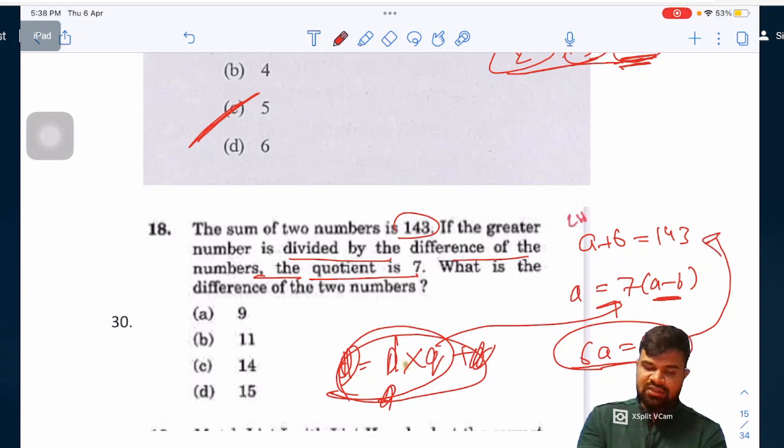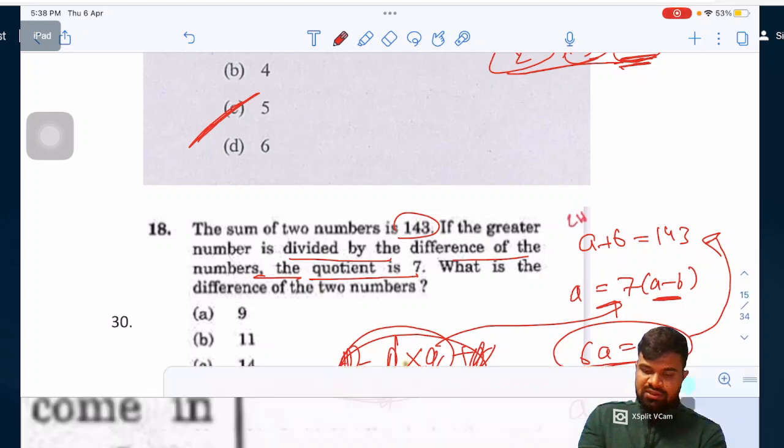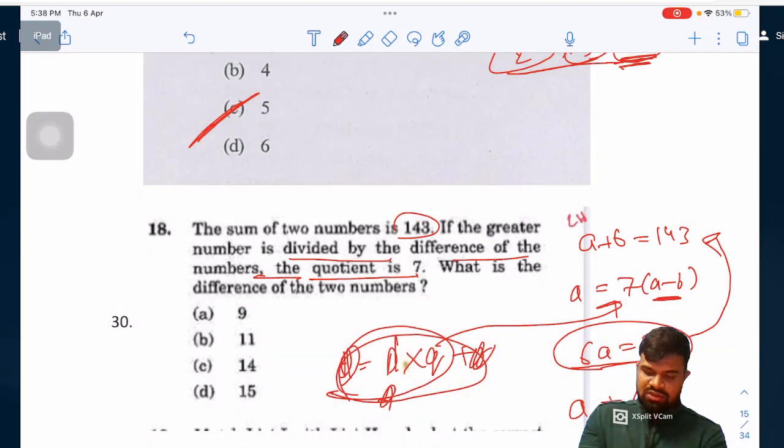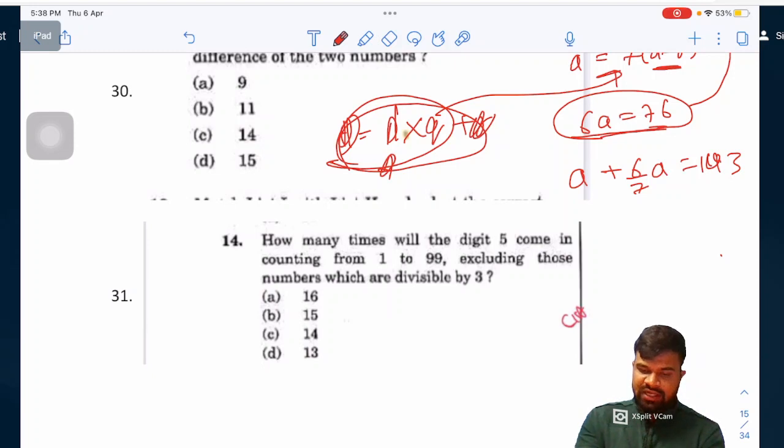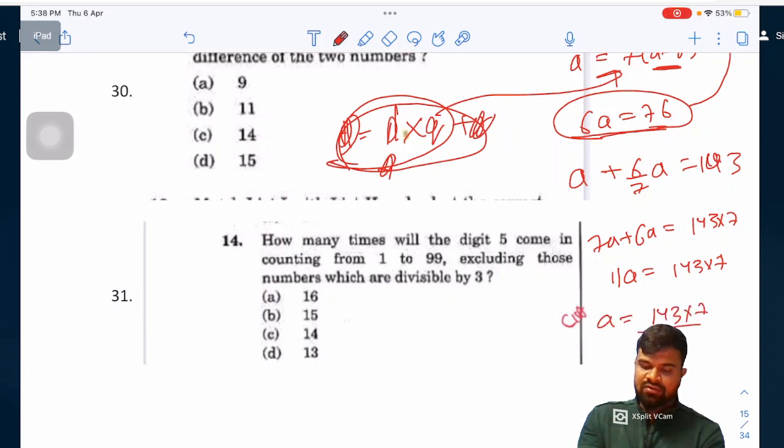When we put it in this, we will put it as a plus 6 by 7 of a is equal to 143. That means 7a plus 6a is equal to 143 into 7. That means 13a is equal to 143 into 7. So we will get a as 143 into 7 by 13.